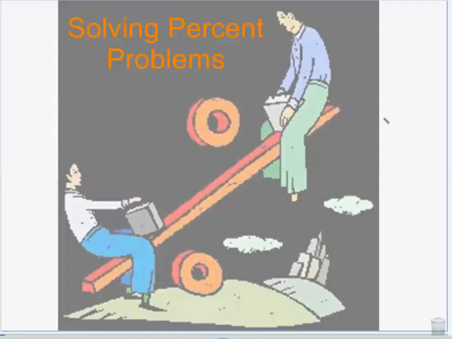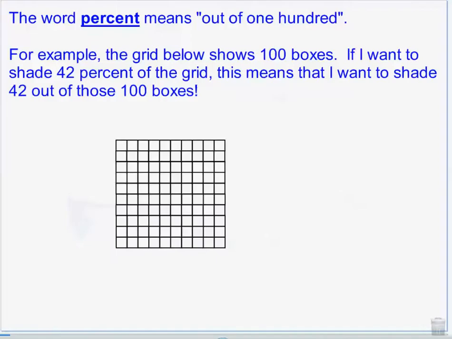In this video, we are going to go over how to solve percent problems. Before we look at solving some problems, let's get a better understanding of what percent means. The word percent means out of 100.